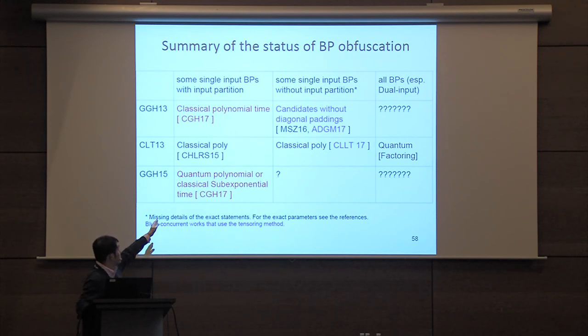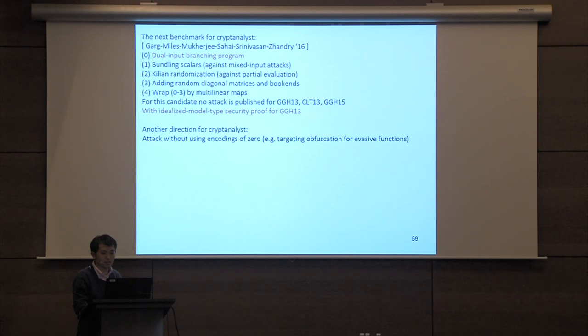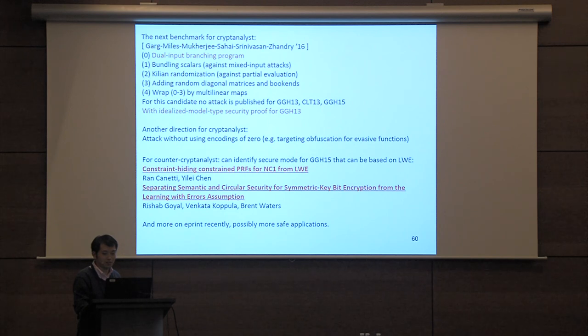So this is the GGH13. This is the GGH RSW status, and this is the concurrent work, which is online concurrent with our proposal. I think that, still using all of these techniques, breaking branching program candidates with dual input protection and with all the safeguards is still difficult. These are the summary of the status, and these are the directions for new cryptanalysis if you want to try. And we also have some positive results: for limited use of GGH15, we already know something can be proved based on LWE.